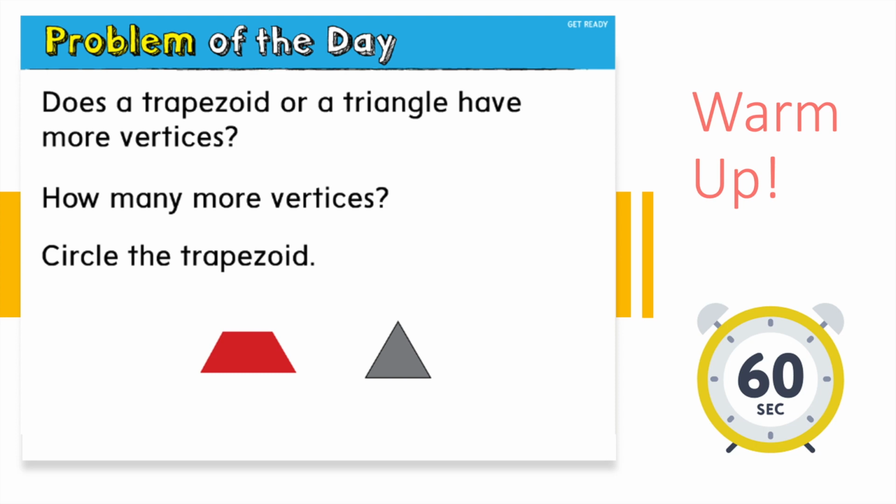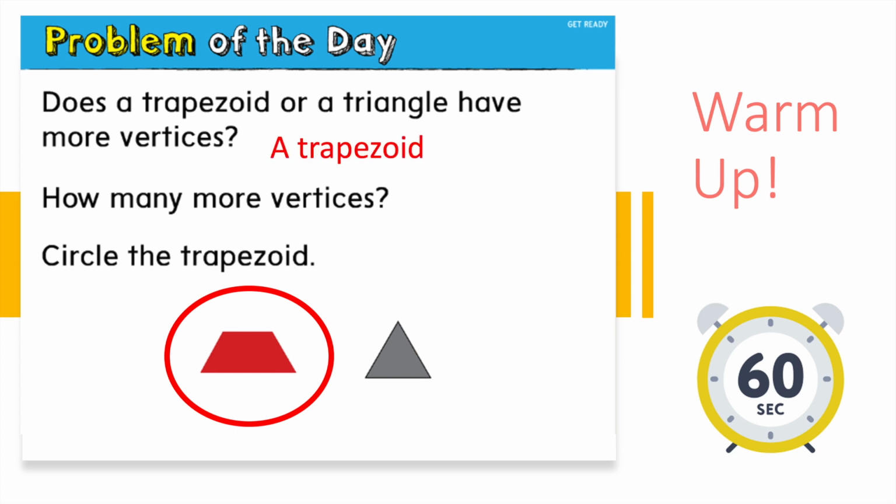Does a trapezoid or a triangle have more vertices? Okay, the trapezoid has more vertices. How many more vertices does it have? Well, it has 4. The trapezoid has 4. The triangle has 3. How many more means compare. We're subtracting. 4 take away 3 equals 1. So how many more vertices does the trapezoid have? 1.